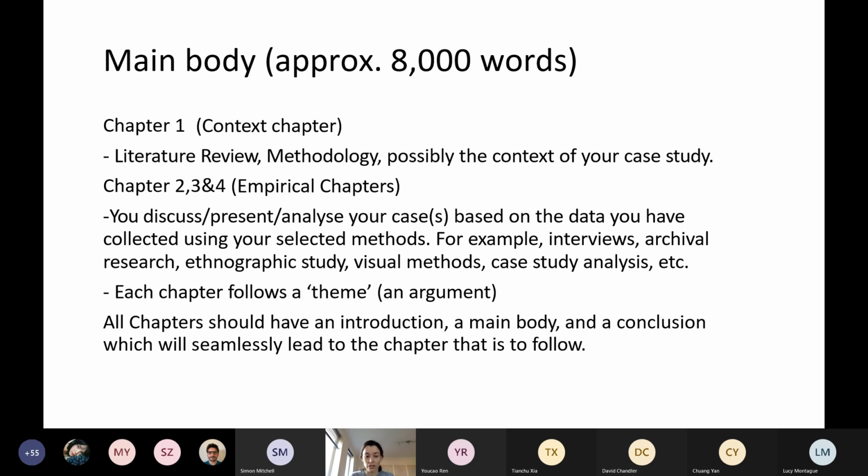All chapters should have an introduction, a main body, and a conclusion, which will seamlessly lead to the chapter that is to follow. So it is good that you follow the structure. The what, why, and how should follow you throughout the dissertation, in each chapter, in each paragraph, and in the dissertation as a whole. It's important that you try to communicate your ideas in a coherent manner.